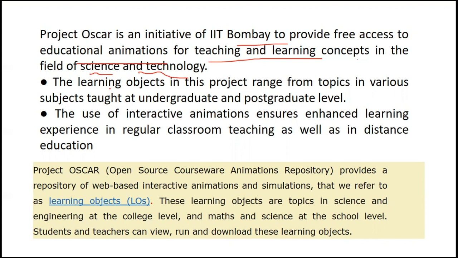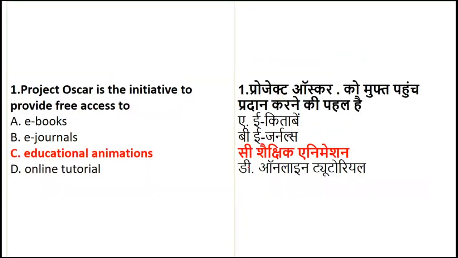So Project Oscar, that is open source courseware animation repository, that is the acronym. Oscar is an acronym and you have a full form of this. Remember the full form also, the question can be in any form. So I'll repeat again, Oscar stands for Open Source Courseware Animations Repository, which provides web-based interactive animations and simulations that we use as learning objects, called LOs. The learning objects are topics in science and engineering at college level and maths and science at school level. Students and teachers can view, run, and download these learning objects in order to enhance the teaching learning process. So yes, Project Oscar is basically an educational animation.